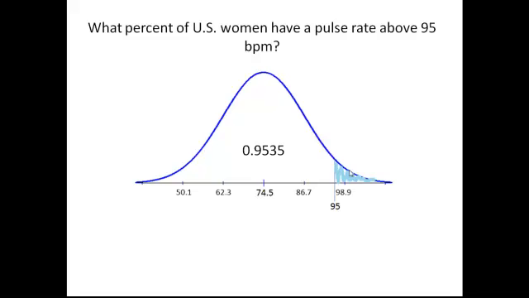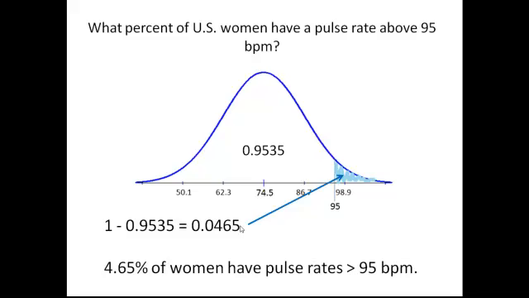Well, keep in mind that the entire curve can be represented by the number 1. The area of the entire curve is 100%, which if we think about that as a proportion is 1. So I want to know the opposite side. If I take 1 and subtract off this area I'm not interested in, the white area, that'll leave me with the difference, which is this small light blue shaded area of 0.0465. If I convert that to a percent, we get 4.65% of women have pulse rates greater than 95 beats per minute. So a small percent of women have pulse rates at this high number.